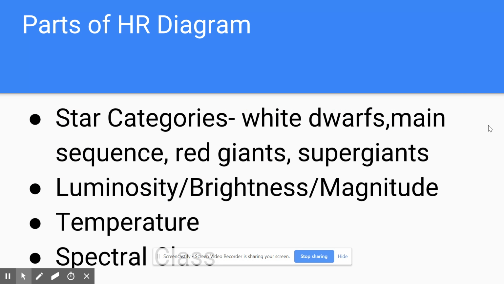The HR diagram has four categories of stars: white dwarfs, main sequence, red giants, and supergiants. And of course, you can see the size differences on the life cycle of a star picture. So the HR diagram does tell us the size of stars. It also shows us luminosity. Another word for luminosity is brightness, and another word for brightness is magnitude.